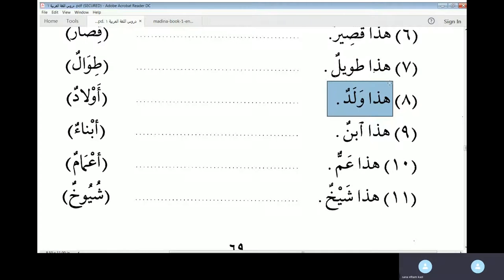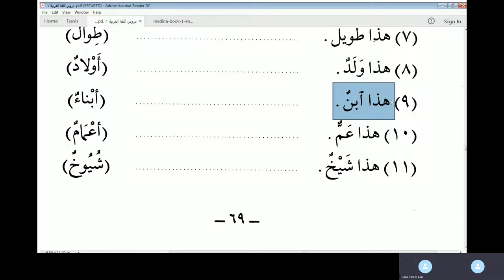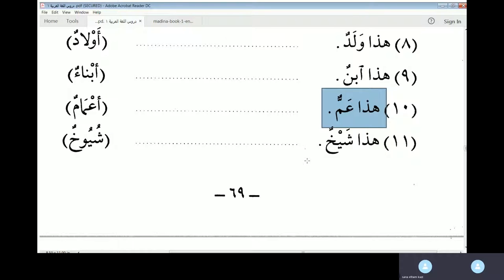Haza waladun, this is a boy. Ha'ulai awladun, these are boys. Haza ibnun, this is a son. Ha'ulai abna'un, these are sons. Haza ammun, this is a paternal uncle. Ha'ulai a'mamun, these are paternal uncles.